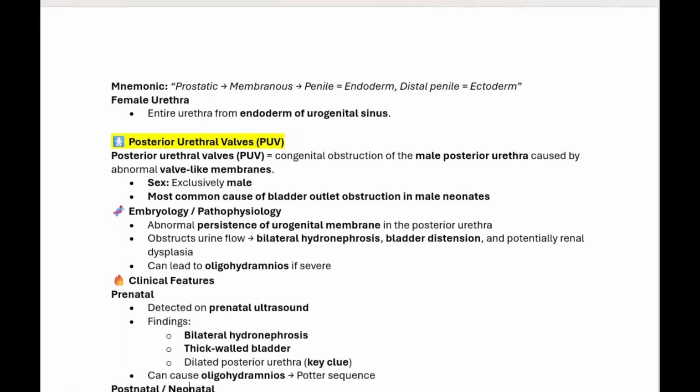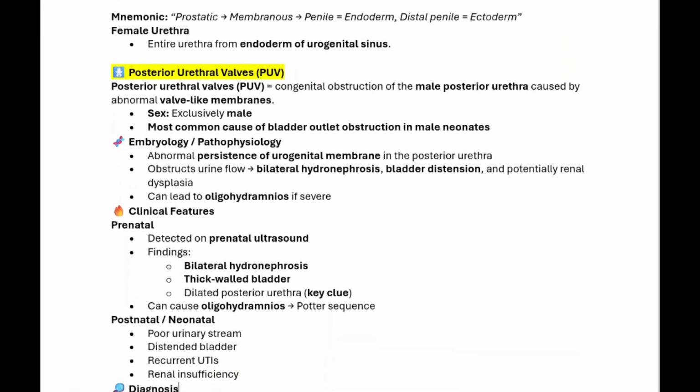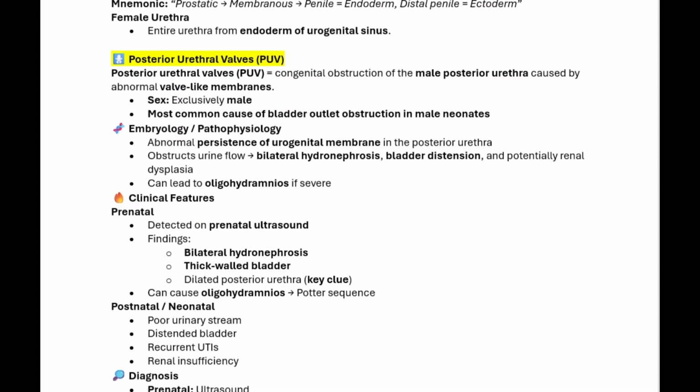So now let's focus on pathology that could develop as a result of a defect in the formation of the bladder or the urethra. The first one we have there is posterior urethral valve. Posterior urethral valve is a congenital obstruction of the male posterior urethra, caused by an abnormal valve-like membrane, and this is seen only in males. So this is a male problem, and it is the most common cause of bladder obstruction in a male neonate.